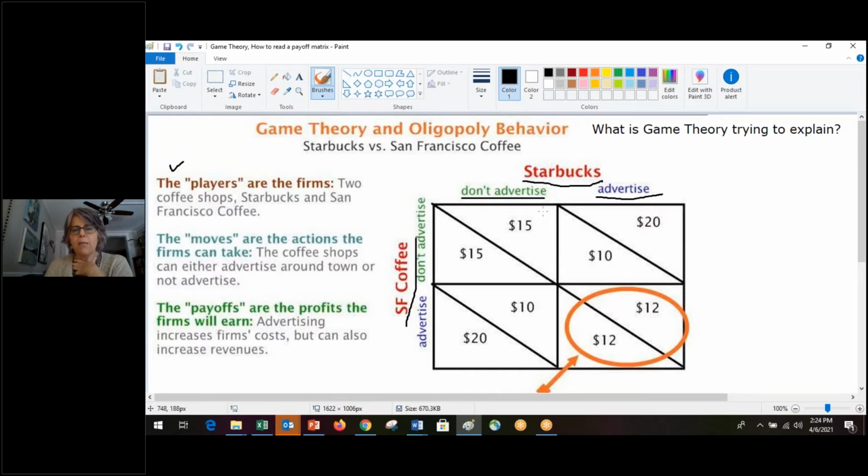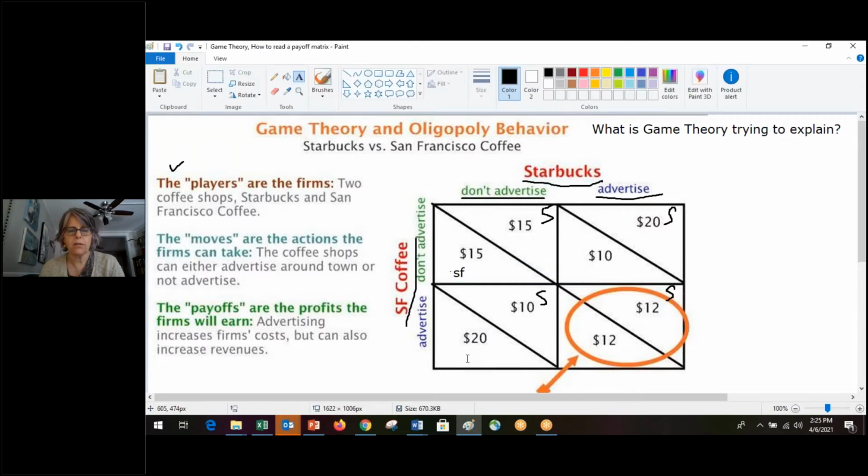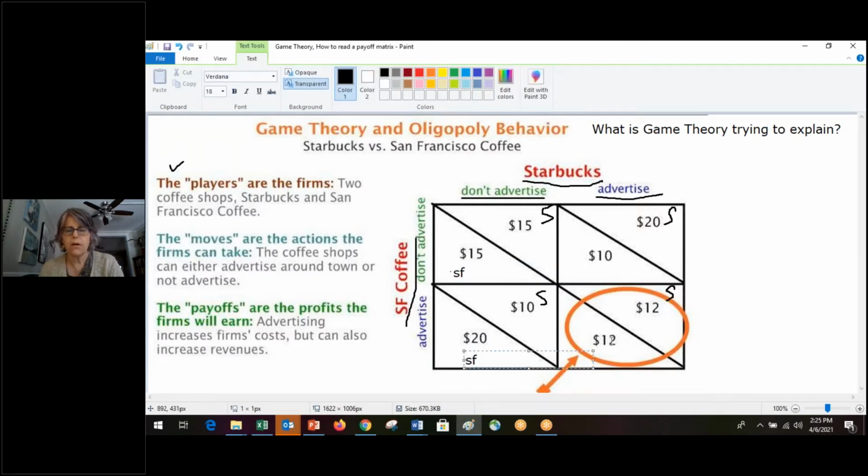So this corner here, this is all Starbucks payoffs. This corner here, these are all Starbucks payoffs. These are the SF payoffs. I'm not going to do this every time, but just because it's the first time you guys are reading these. This corner here is the SF.